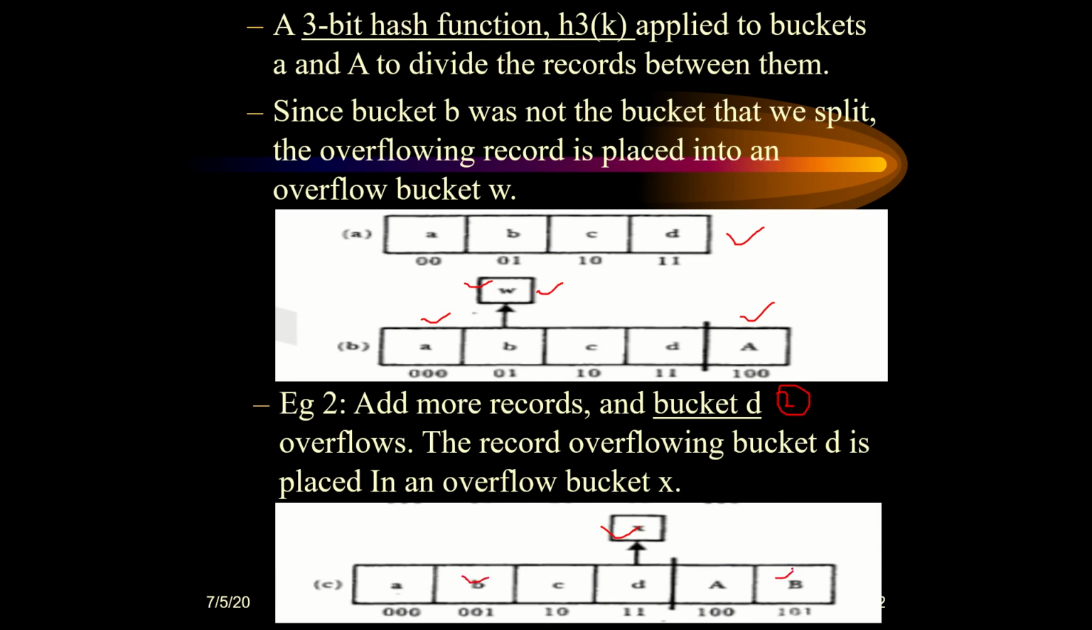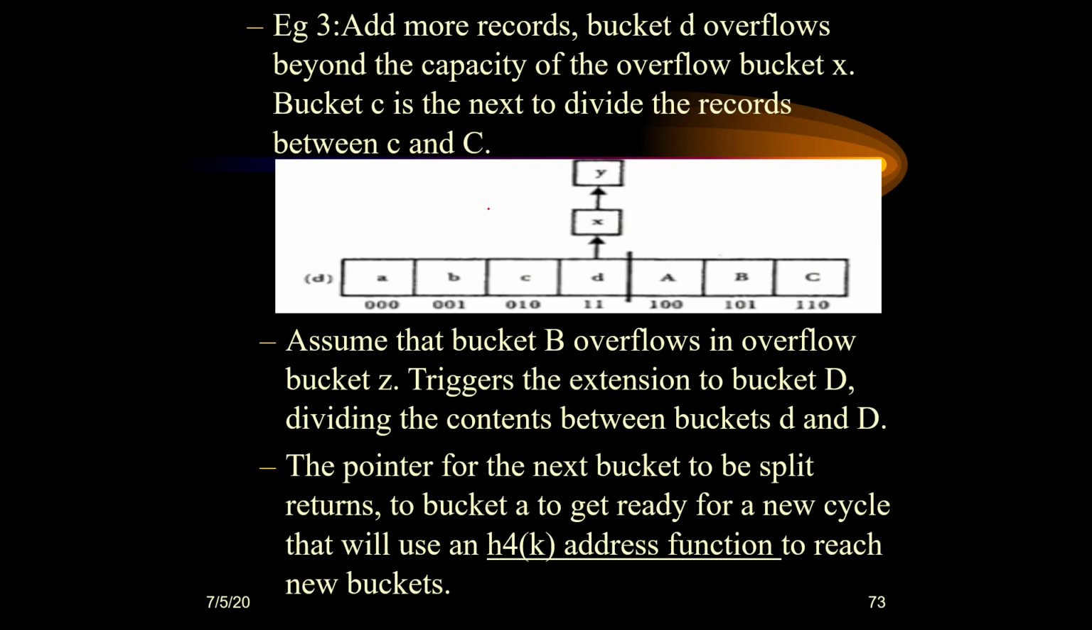The next example is again an overflow condition with 2 buckets, X and Y. I have more records to be added as overflow over my D, so I have records in X and Y. Now who is the next? A has been extended, B has been extended. The next one to be extended is C. So C is divided into C and C, and the X and Y overflow records are divided between C and C.